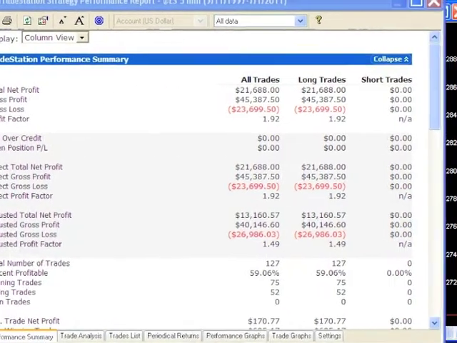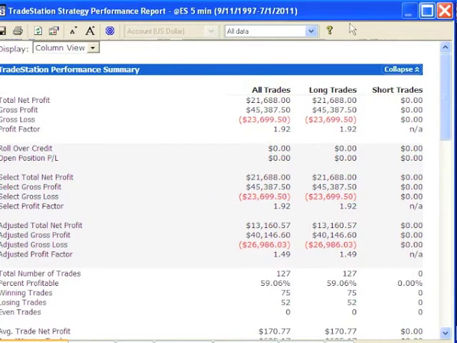Okay, here's our performance report. This is from 1997 to the end of the first half of 2011. We have a net profit of $21,000, profit factor of 1.9, 127 trades, and $170 per trade.